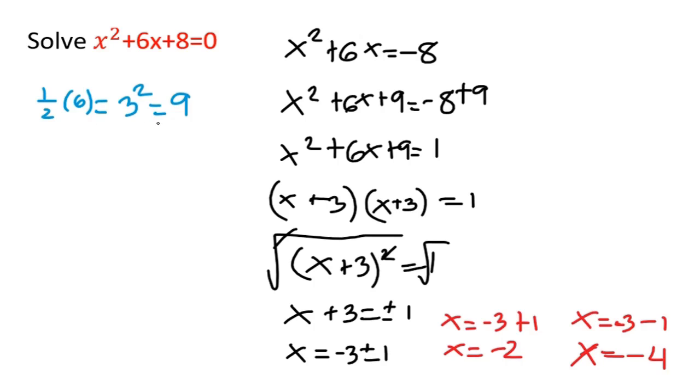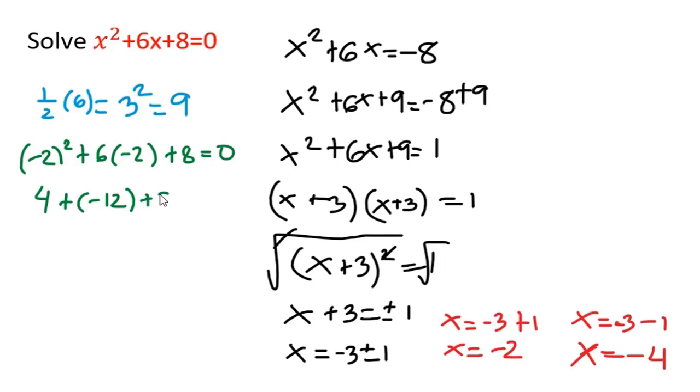Okay, check natin kung tama nga ba yung sagot natin. So, substitute lang natin mga values ng x. Okay, unahin natin yung negative 2. We have negative 2 raised to 2 plus 6 times negative 2 plus 8 equals to 0. So, negative 2 times negative 2, that is 4. Plus 6 times negative 2, that is negative 12. Plus 8 equals to 0. Okay. 4 plus negative 12, sagot ay negative 8. Negative 8 plus 8, that is 0. So, 0 equal to 0.